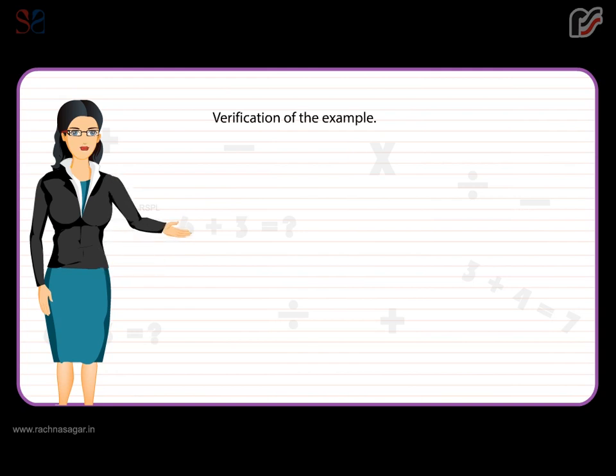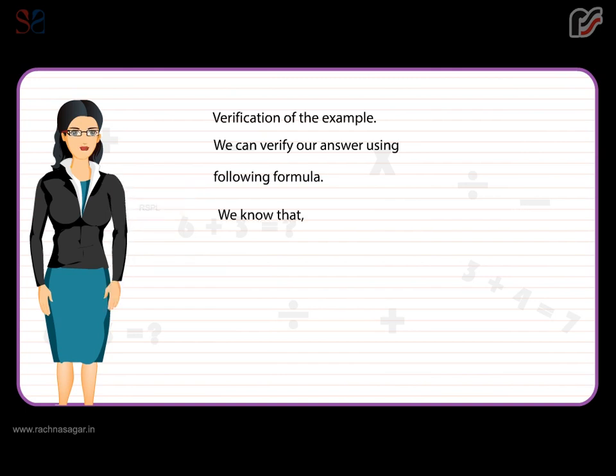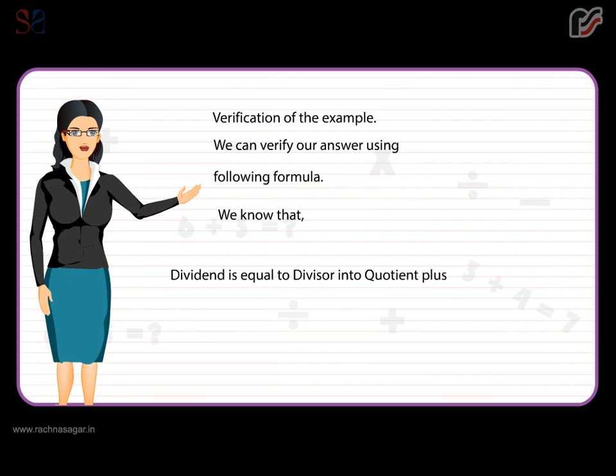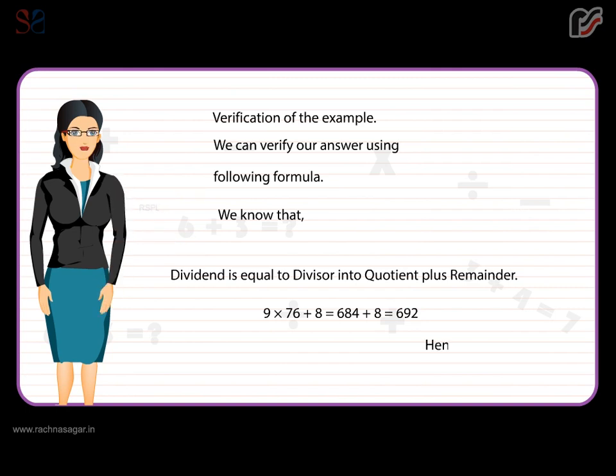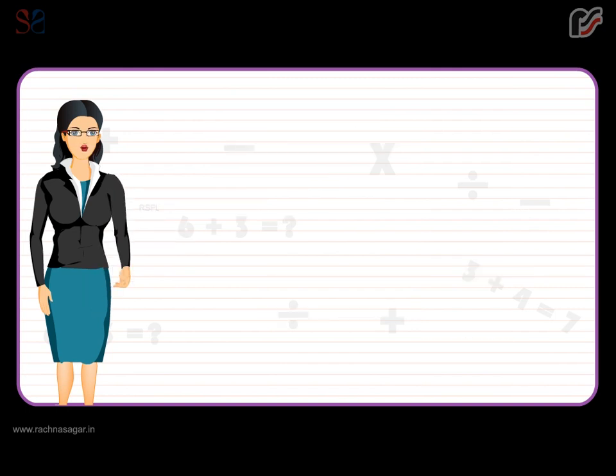Verification of the example. We can verify our answer using the following formula. We know that dividend is equal to divisor into quotient plus remainder, which is 9 multiplied by 76 plus 8, equal to 684 plus 8, equal to 692. Hence verified.